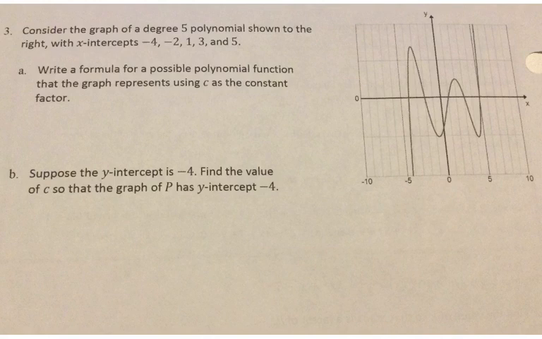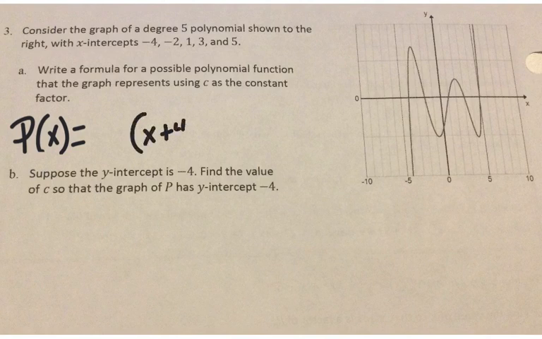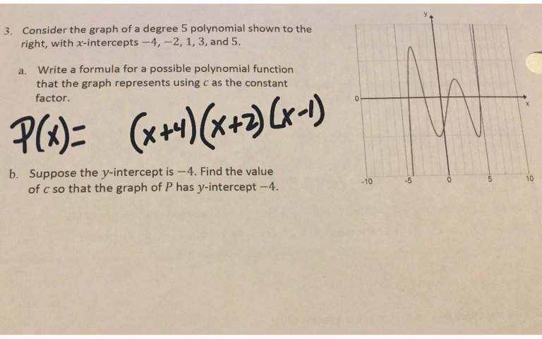Okay. So if you had to write a function that has those 5 x-intercepts, then let's just write the factors. If negative 4 is an x-intercept, then x plus 4 is a factor. Negative 2, then x plus 2. 1 is x minus 1. 3 is x minus 3. And then 5 is x minus 5.